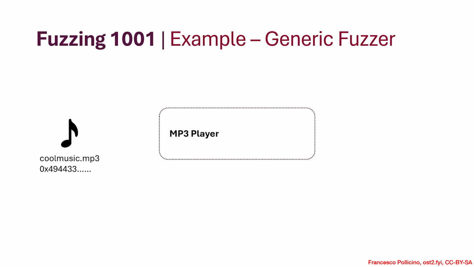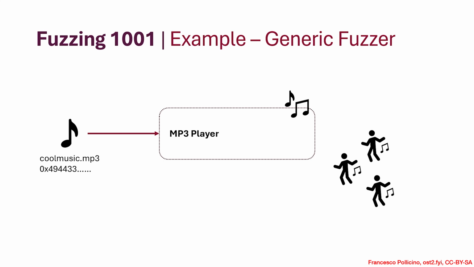In this example, we will fuzz an MP3 player. We start with a normal file called coolmusic.mp3, and the MP3 player application. Since the input file, or the initial corpus, is an MP3 file, the magic byte sequence is 494423. Next, we validate our seed, which is the initial MP3 file, and test it with the application. So we feed the seed into the MP3 player, and it plays the music. And of course, everyone is dancing.